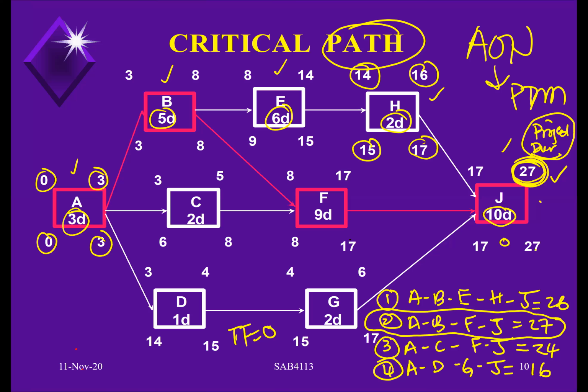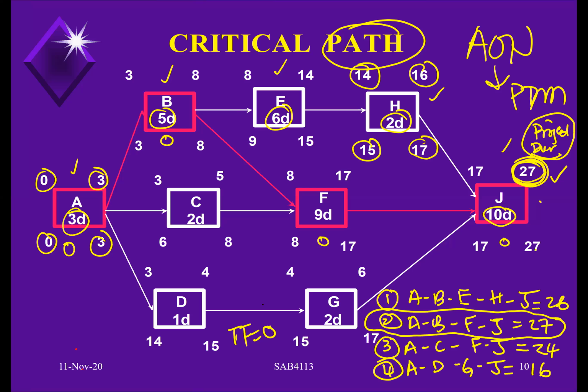Here, F, 17 minus 17 equals 0. B, 8 minus 8 equals 0. And A, 3 minus 3 equals 0. When TF equals 0, that activity we can consider critical. When critical activities are interconnected together, they are called the critical path.